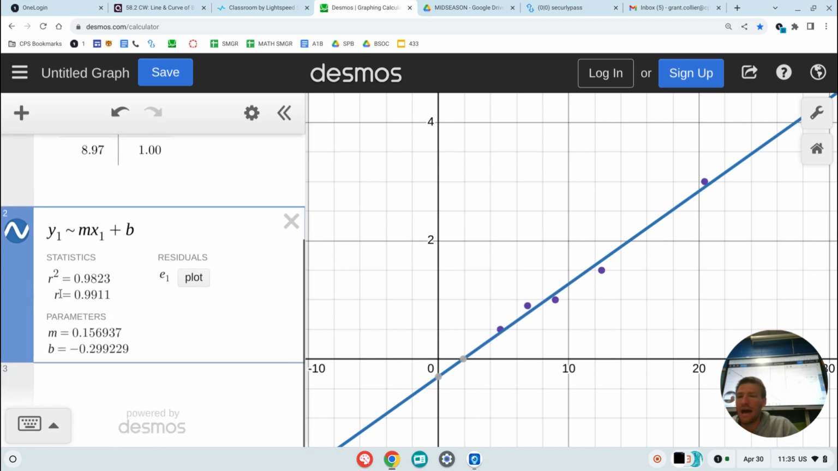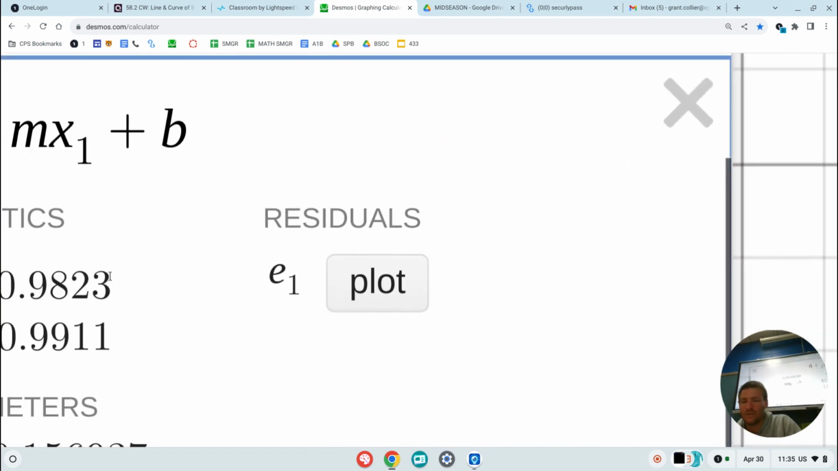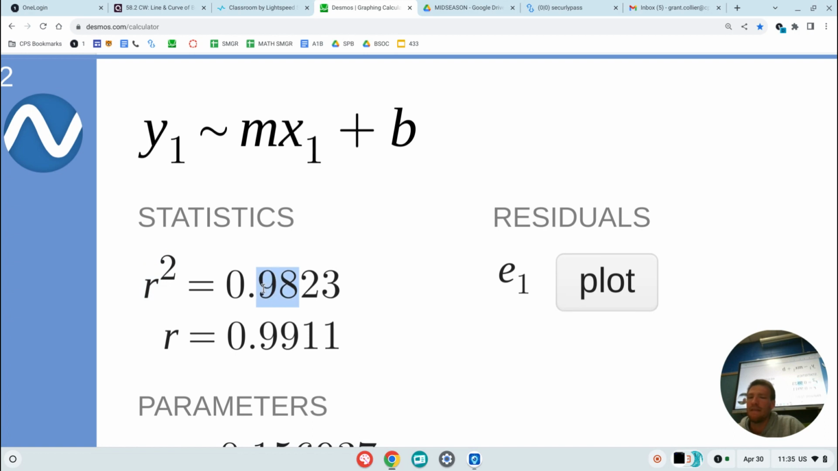Down here, you have all of these stats, okay? And so let's talk about what these stats are. First of all, residuals, useless. We don't care about residuals. The r squared value is nice. The r squared value is the confidence that Desmos has. So right now, how confident is Desmos? This 98 is like 98%. Desmos feels 98% confident that it's going to make you the perfect prediction, which is pretty good, okay?